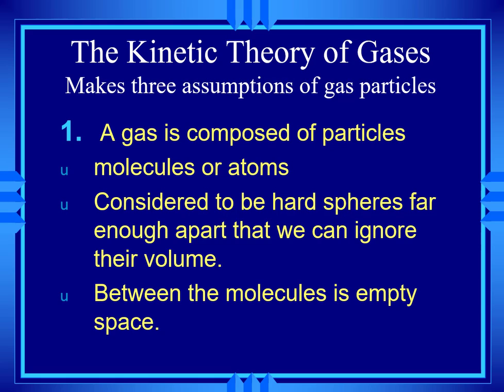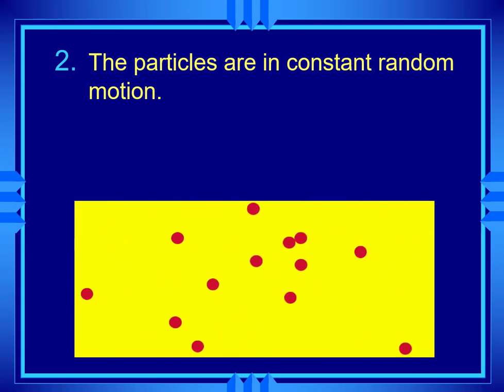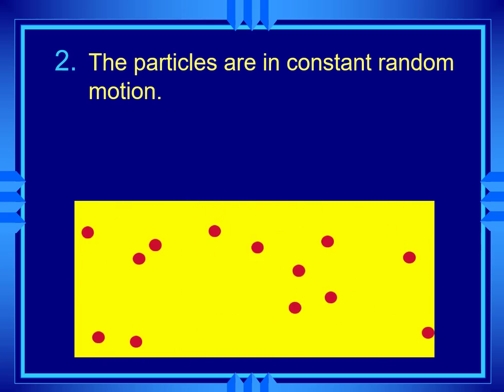Scientists fought this for a long time because they didn't think you could make something that was completely empty. But it's the only explanation. There's nothing there. So we got those particles. What are those particles? It's called the kinetic theory, so those particles must be moving. The particles are in constant random motion.